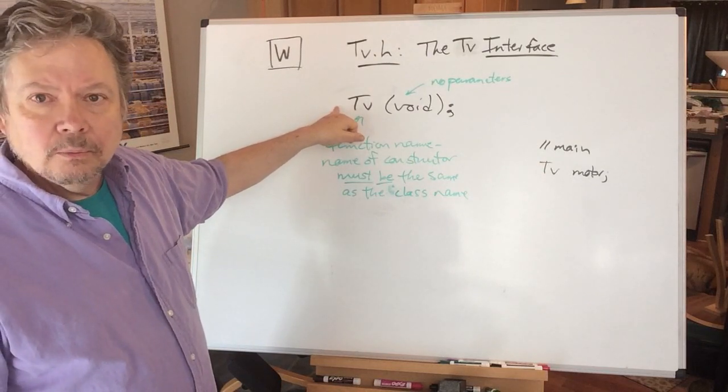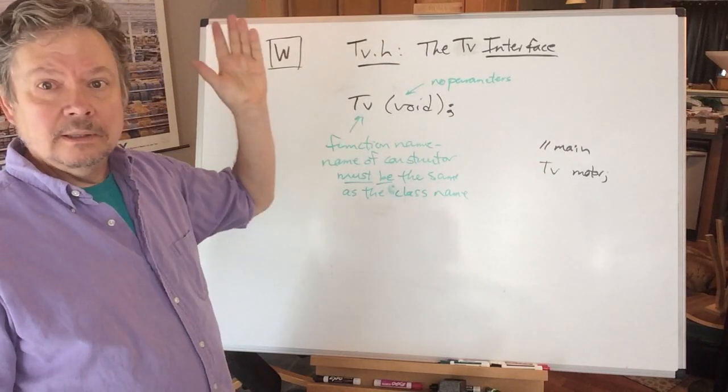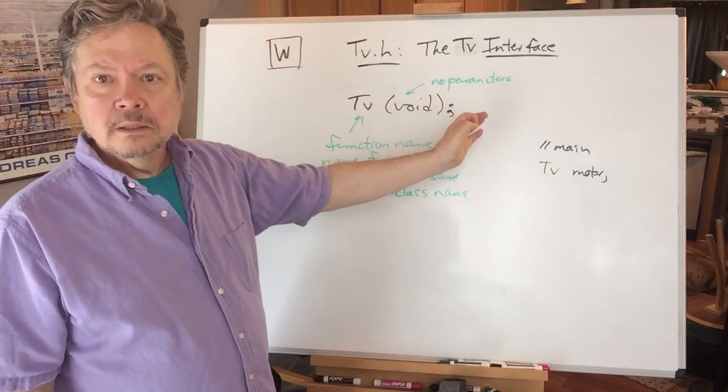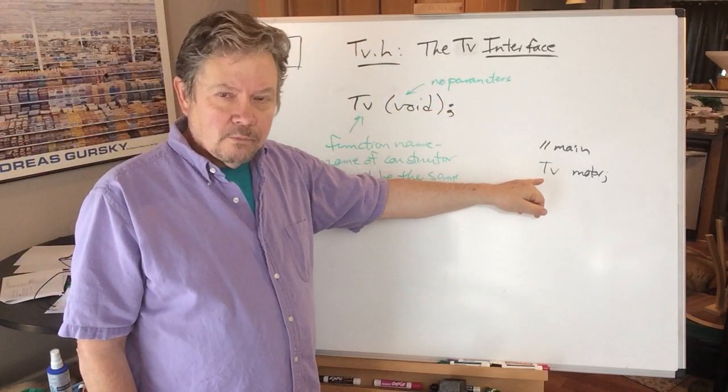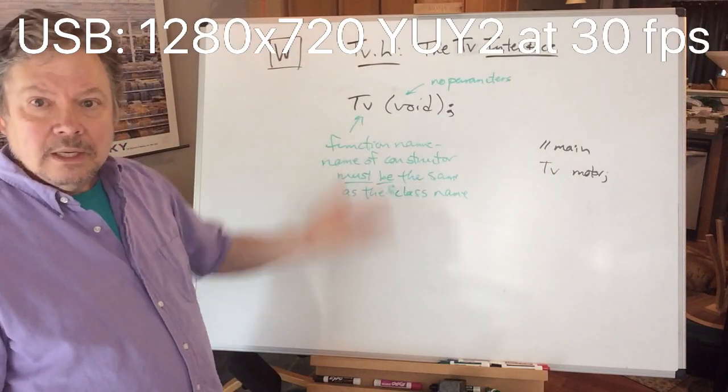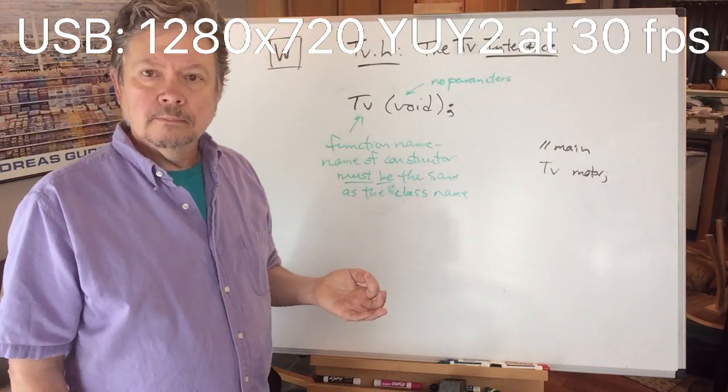Now, if you're thinking, well, what if there's not anything I need to do? Fine. Empty curly brackets. You still need to have a constructor. The system is still going to look for a function called TV, of all things. It looks for a function called TV. It calls that to do any initializations that you set up.